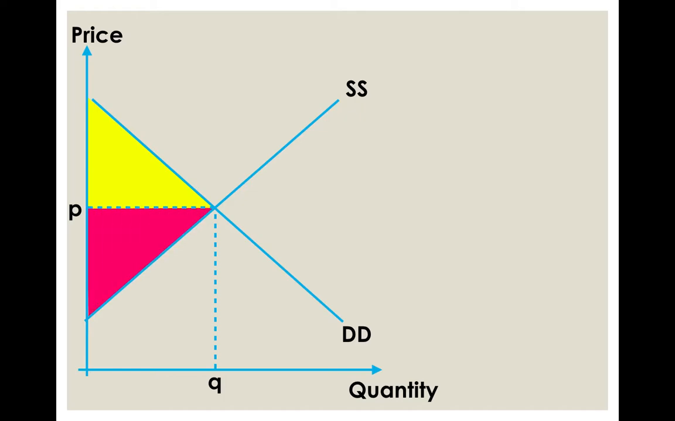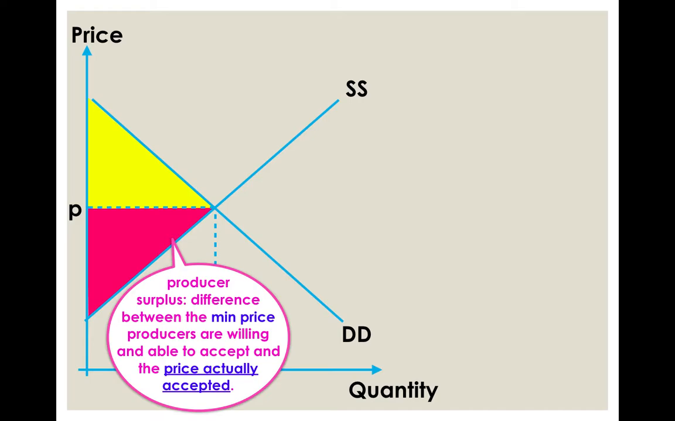Similarly, for producer surplus, this is given by the pink triangle because producer surplus is defined as the difference between the minimum price that producers are willing and able to accept, which is given by the supply curve, and the price that producers have actually accepted, which is given by the market equilibrium price, price P. So again, since the difference denotes producer surplus, this means that the pink triangle represents producer surplus.